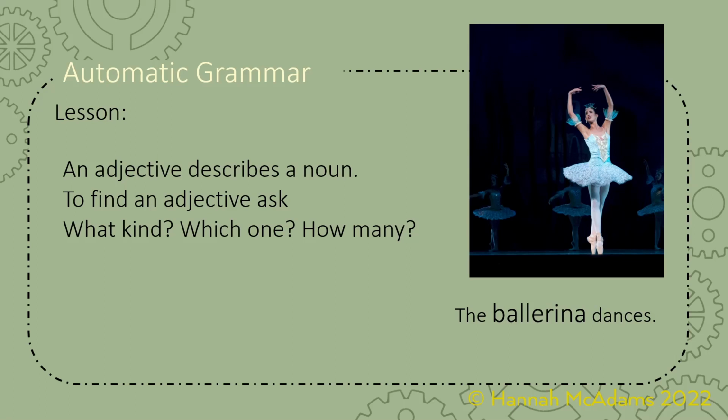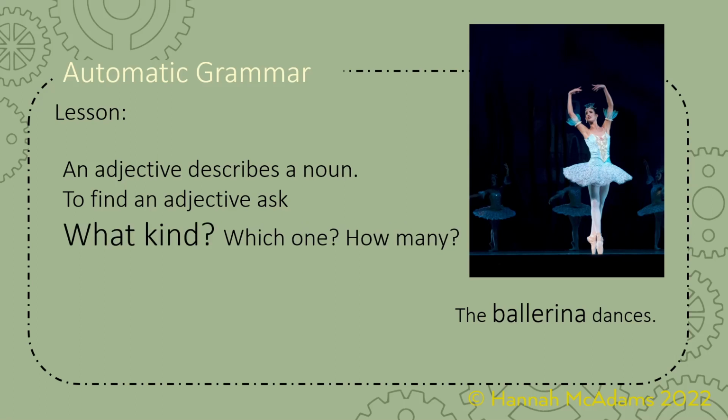So now let's add an adjective to this. What kind of ballerina are we talking about? What kind? Well, it looks like since she's up in front, she's probably the prima ballerina. So I could say the prima ballerina. Prima means first or most important. So it looks like she is probably the main character in this ballet. So she's the prima ballerina, but I wouldn't have to choose that.